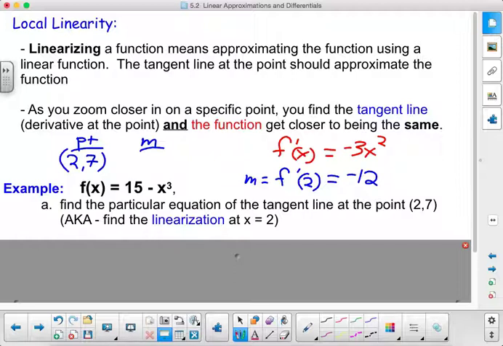Still not done yet though, because what's my equation now? If I know the slope is this, how do I write an equation of a line? Point slope form, slope intercept form, I don't care which way. So you find it for me. What is our equation going to be? Given these two things, what's our equation going to look like?